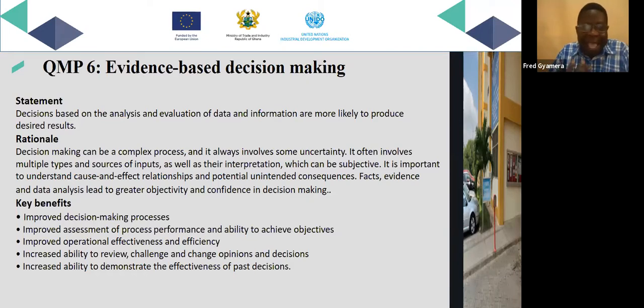Operational effectiveness and efficiency. Sometimes you have to go back to your company history in terms of sales, data, records, and the complaints that you receive, the quality levels of your products or the service that you deliver, so that you'll be able to review, challenge yourself, and change opinions and decisions, because you erred in the past and now you've seen the light. You have a way of checking it. That will increase the ability to demonstrate the effectiveness of past decisions. What went wrong? Maybe the knowledge was scanty, you didn't have enough literature to support the decision. Now you have it.